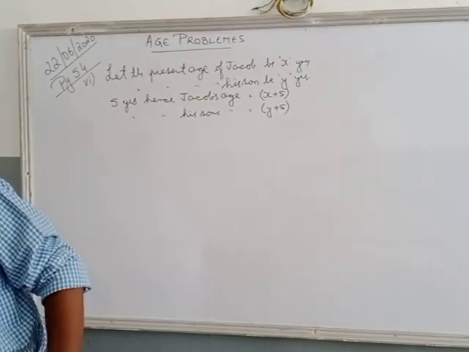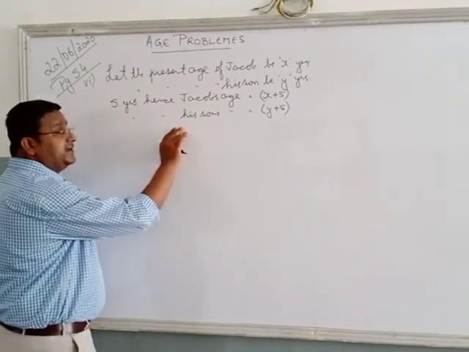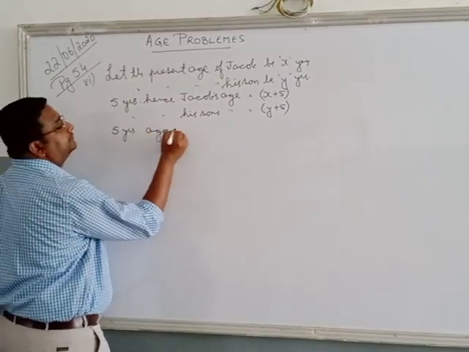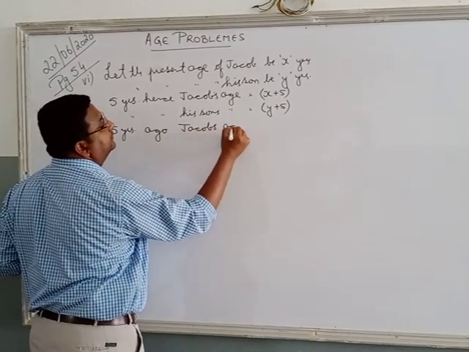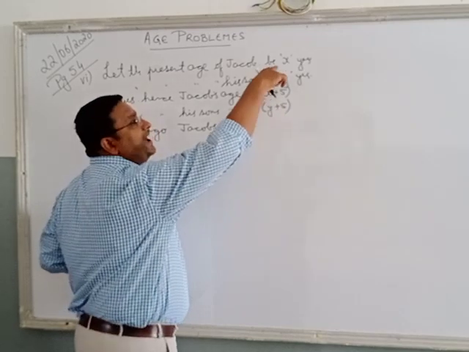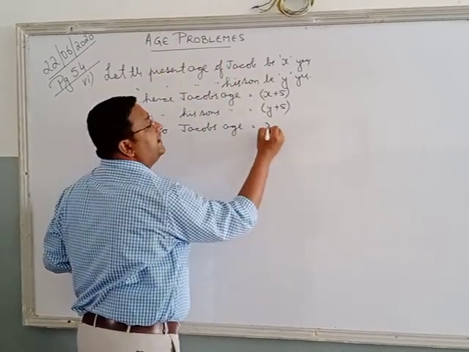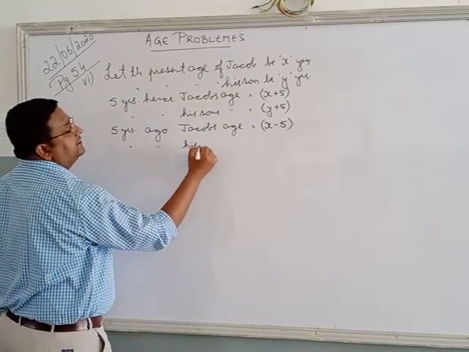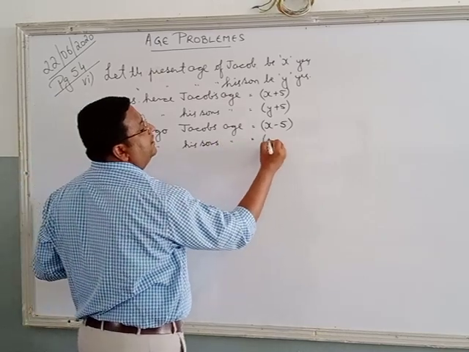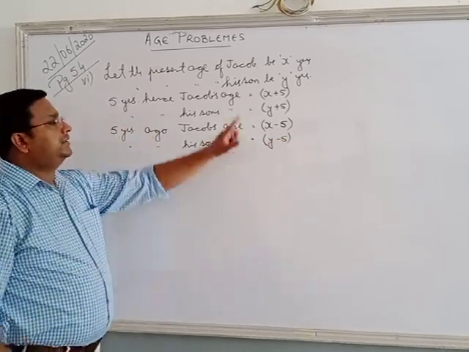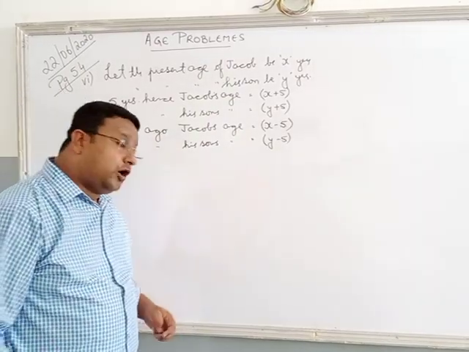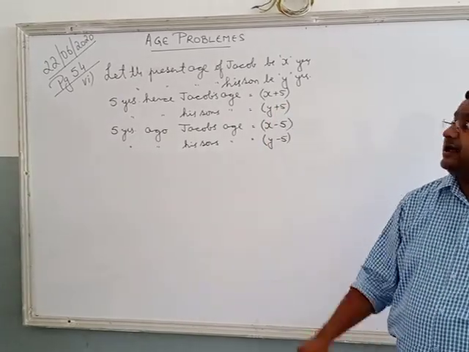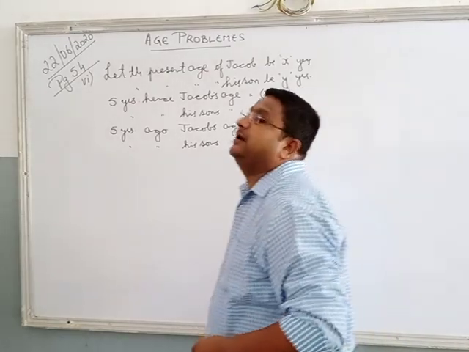Next is the statement 5 years ago. We have not made the statement as yet. We are talking about the conditions first of all. 5 years ago, Jacob's age. What will be? The present age was X. So 5 years ago, 5 years behind, it will be X minus 5. And definitely 5 years ago, his son's age is going to be Y minus 5. I hope this is clear. When we talk about age, the ages of both people increase and both decrease in the given respective years. Now the condition, read the question.